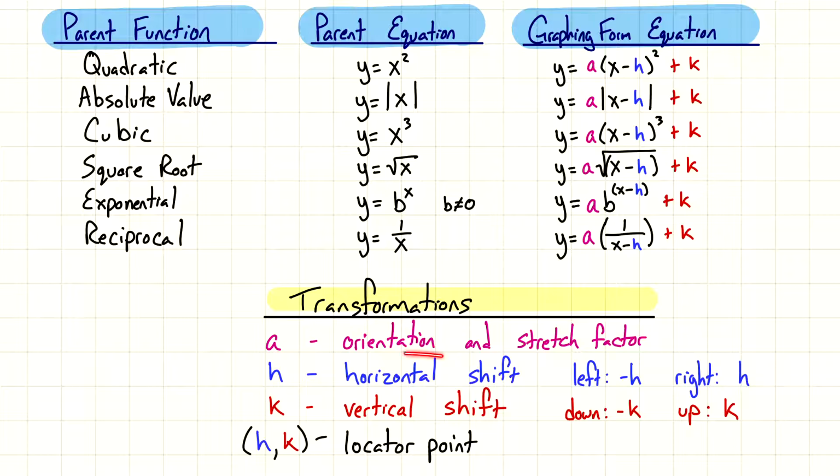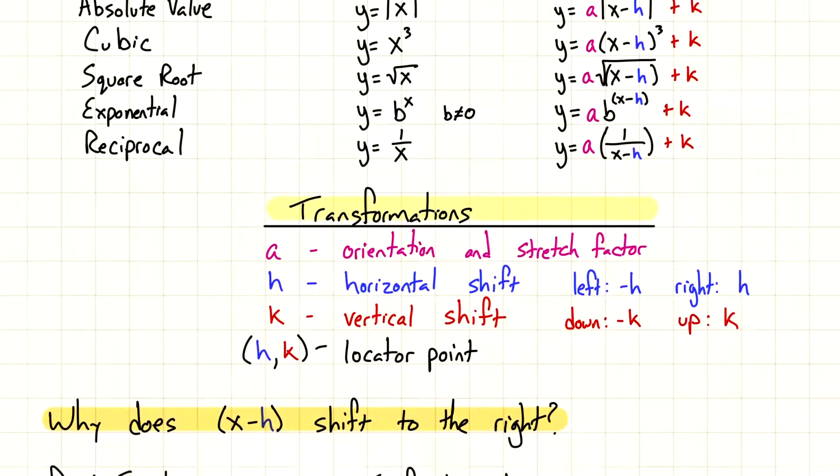Your h value will tell you your horizontal shift. More specifically, I didn't talk about this last time, but when it's a negative h value, that means it's going to the left. Positive h value is going to the right. And same with your k values: negatives go down and positives go up. Together, your h and k will give you your locator point, which for some of these we refer to as the vertex. Quadratic and absolute value are two where we more commonly use the word vertex, but locator point would be a more general term.